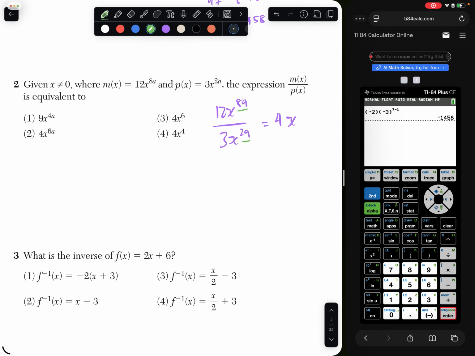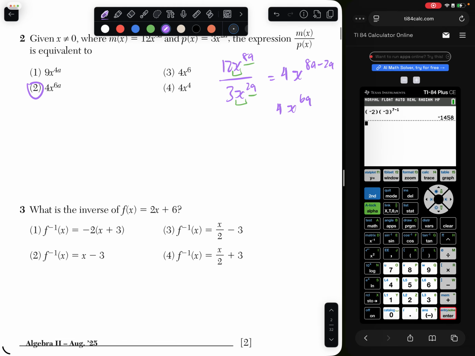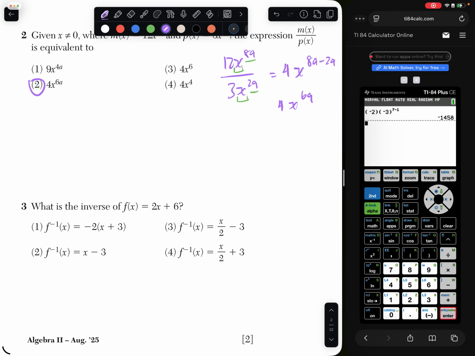And now this is related to exponent rules. This is the same base, and when I have division, if the base is the same, I'm going to subtract the exponents. So this would be 8a minus 2a, and then this would be 4 times x to the power of 8a minus 2a, which is 6a. So I get 4x to the 6a, and that's answer choice 2. All right, and that's just testing you on the exponent rules.